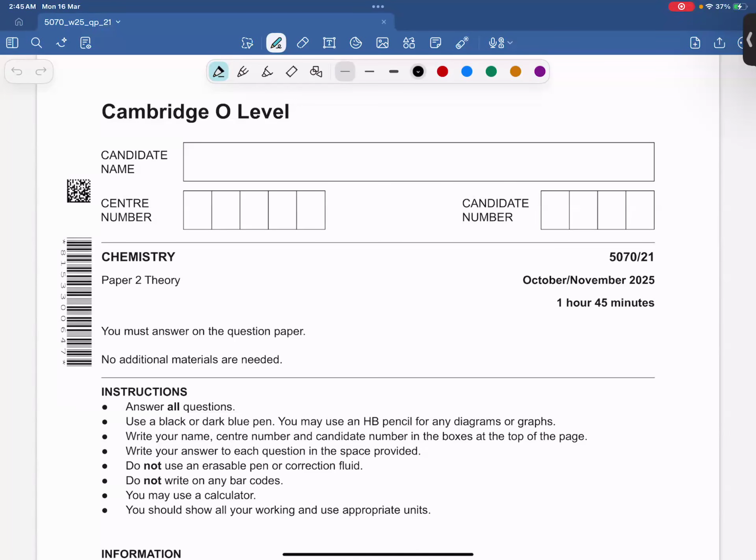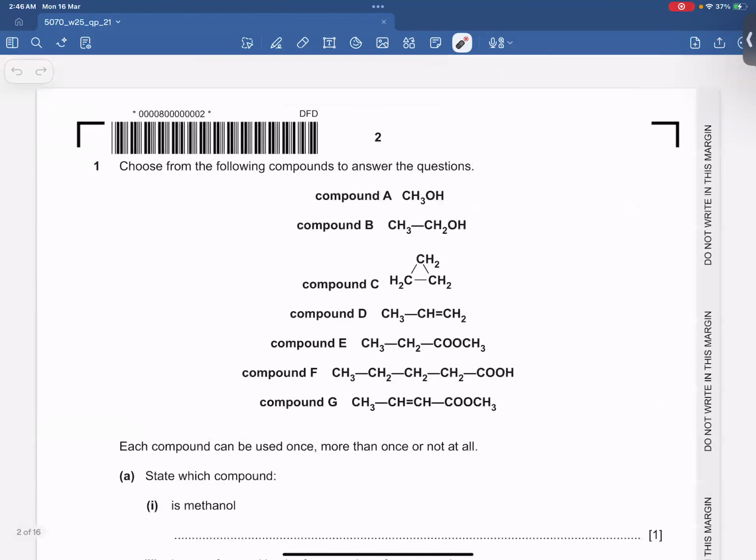Hi everyone. Let's start O-level chemistry, paper 2 of October-November 2025, variant 21. Question number 1.